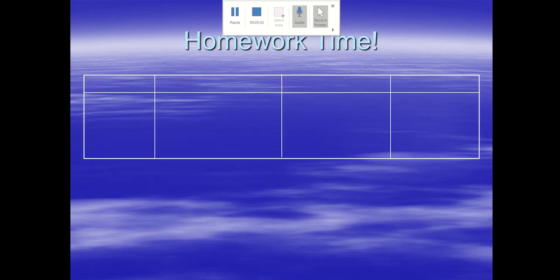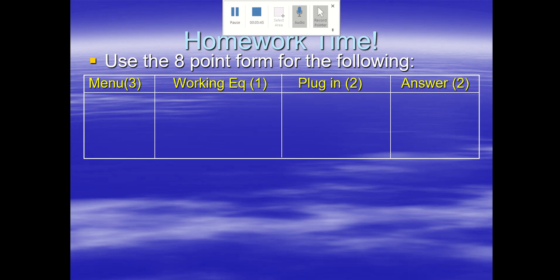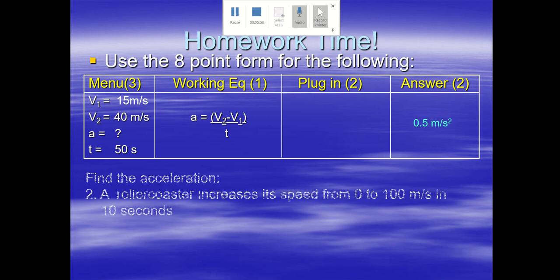All right, not quite time for homework, but we're going to go ahead and try the problem. So on your problem, you've got 15 for V1, 40 for V2. We're trying to find A, and the time is 50 seconds. So we've got our equation. We need to substitute in and solve. You should get 0.5 meters per second squared.